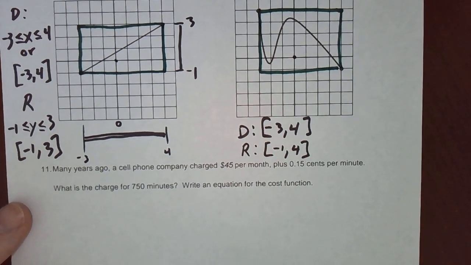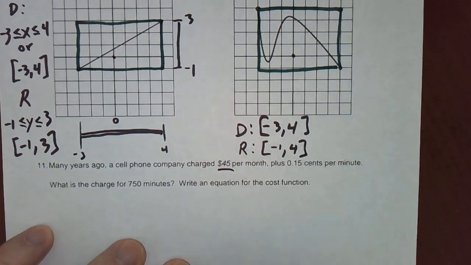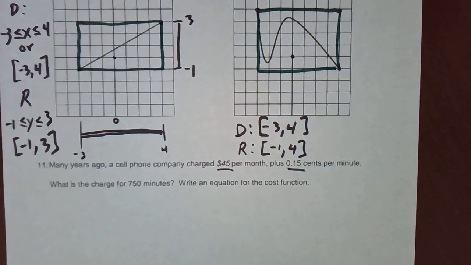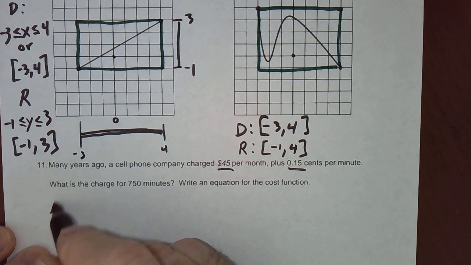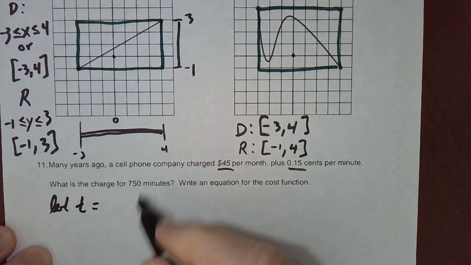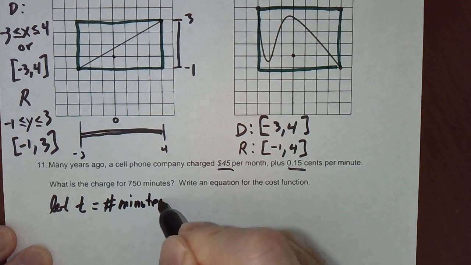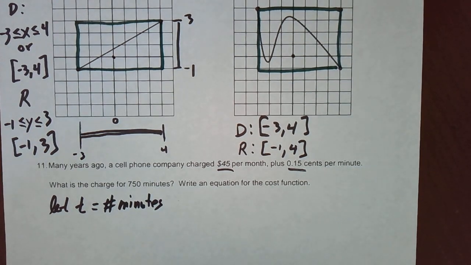Okay, let's go way back. A cell phone company used to charge $45 a month plus 15 cents for every minute used. So what is the charge for 750 minutes? Let's write an equation, or the cost function. So we'll let t equal the number of minutes. That means the number of minutes that the cell phone is used each month, or for a particular month.